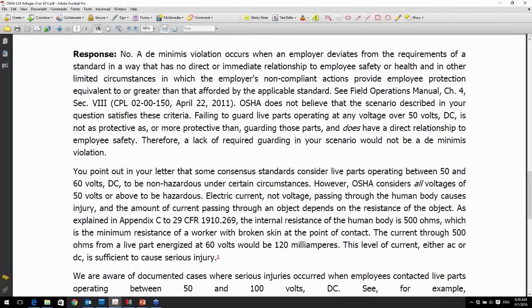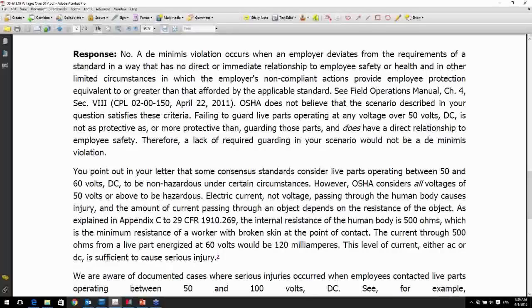They go on to say failing to guard live parts operating at any voltage over 50 volts DC is not as protective as or more protective than guarding those parts, and does have a direct relationship to employee safety. So that's not a de minimis violation. You point out in your letter that some consensus standards consider live parts operating between 50 and 60 volts DC to be non-hazardous. However, OSHA considers all voltages of 50 volts or more to be hazardous.